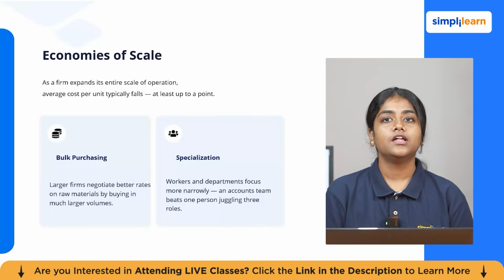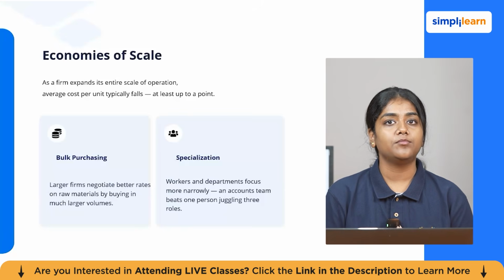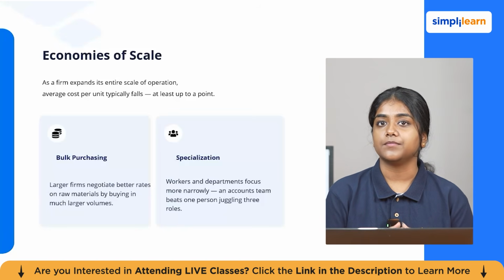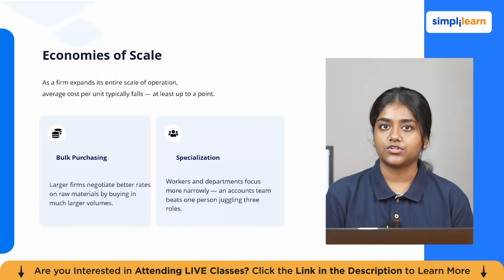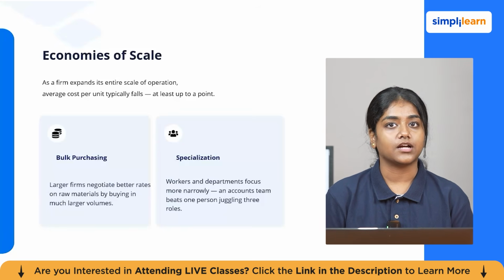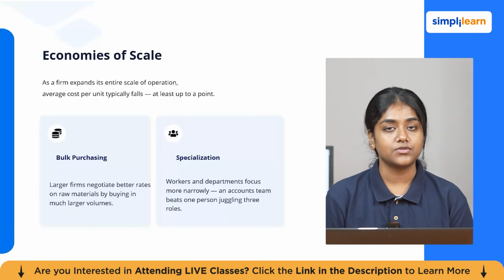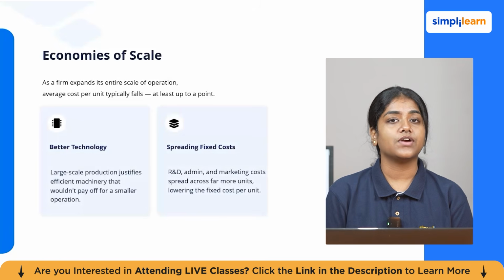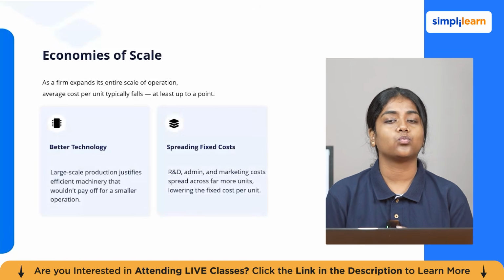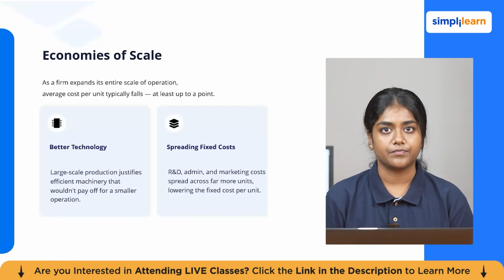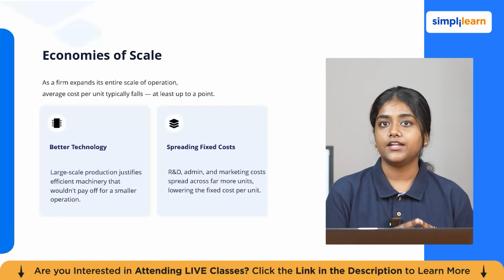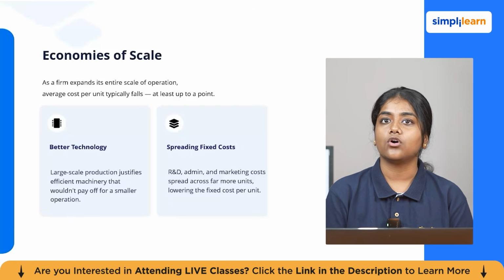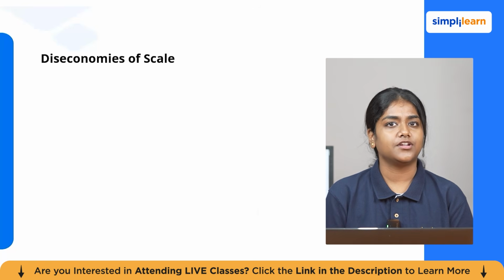First is bulk purchasing. Larger firms can negotiate better rates on raw materials because they are buying in much larger volumes. Specialization. As a firm grows, workers and departments can specialize more narrowly, which increases efficiency. An accounts team focused purely on accounts is more efficient than one person doing accounts, sales, and operations simultaneously. Better use of technology. Large-scale production often justifies investment in expensive, highly efficient machinery that wouldn't make financial sense for a smaller operation. Spreading fixed cost. Costs like R&D, administrative, and marketing get spread across a much larger number of units, reducing the fixed cost burden per unit.